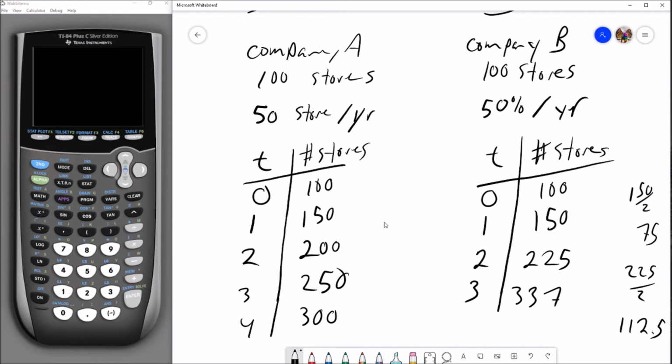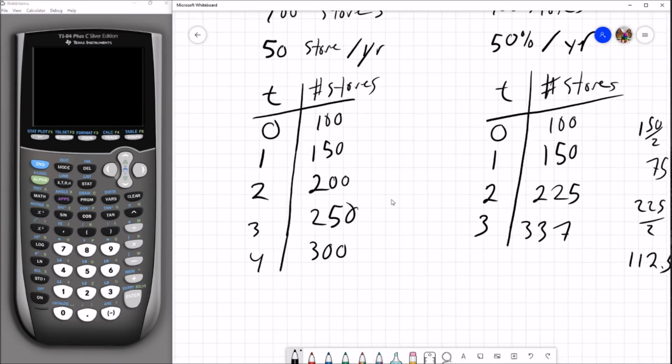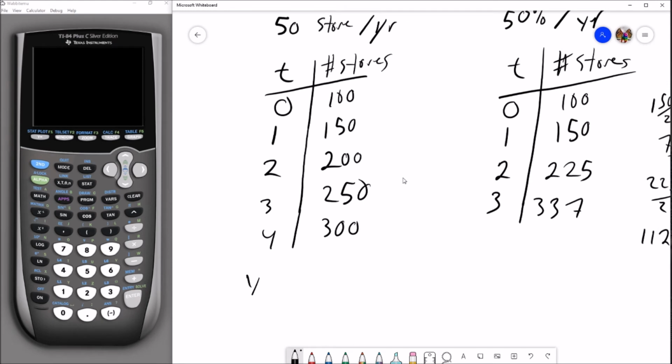Now, what we want to do is think about how we can come up with an equation for this. Company A is fairly easy. We know that if we have a function y equals mx plus b, the y-intercept is just 100, and the slope, well, we're just adding 50 stores a year. So we want to take whatever our time value is and multiply by 50. So this is just going to be 50x plus 100.